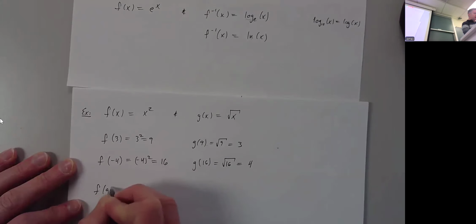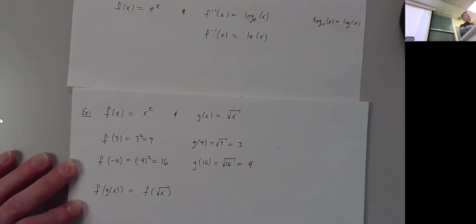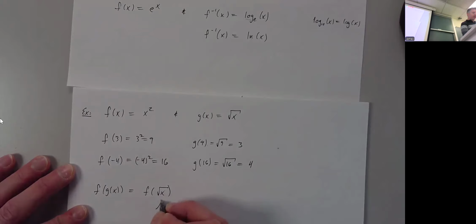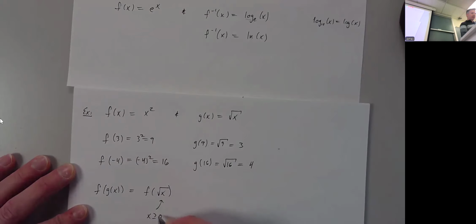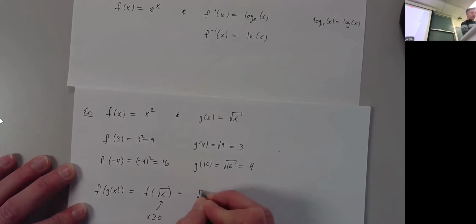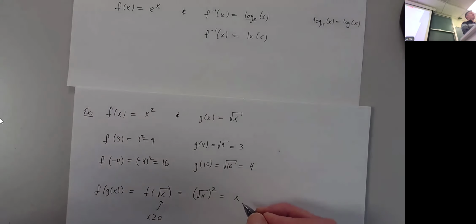f of g of x is f of the square root of x. I'll point out here that at this juncture, you know that x has to be greater than or equal to 0. You can't take the square root of a negative number. So right here, you're saying, okay, well, we're limited. x has to be non-negative. And then you get the square root of x squared, which does end up equaling whatever x is, but x had to be greater than or equal to 0 in the first place.